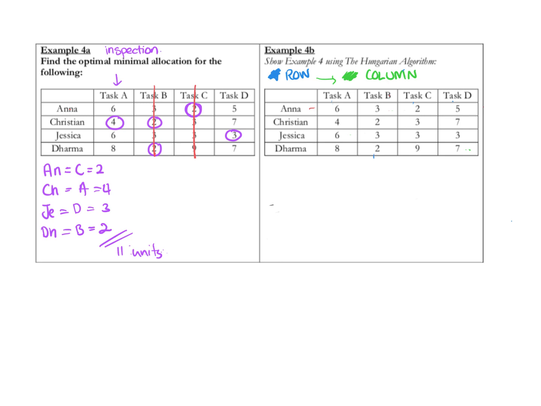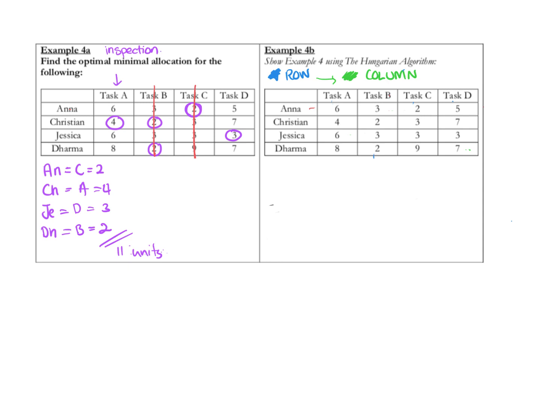Much easier, much quicker, but the Hungarian algorithm is something they want you to know. And what they'll do is they'll give you questions halfway through the process and say continue on. So you need to know what's going on. So what I'm going to do here, I found it easier if you just do it on the left. So first of all, I'm going to go through it.